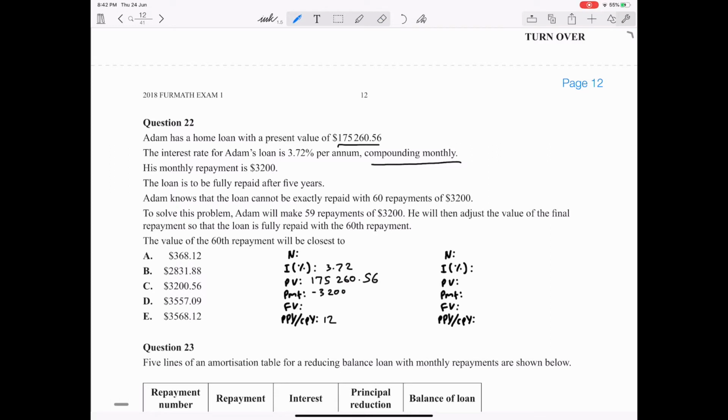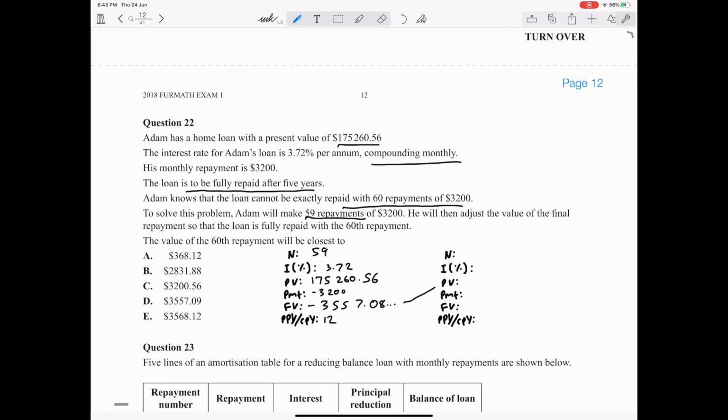So the loan is to be fully repaid after 5 years. So it suggests that the future value is going to be 0 after 5 years. But Adam knows that the loan cannot be repaid with exactly 60 repayments of $3,200. So to solve the problem, Adam makes 59 repayments of $3,200. He then adjusts the value of the final repayment so the loan will be fully repaid within 60 repayments. So we need to find the value of the loan after 59 repayments, so we can determine what the value of the 60th repayment will be. So you enter 59 for n, and if you put that in your calculator, you'll get a future value of negative 3557.08.